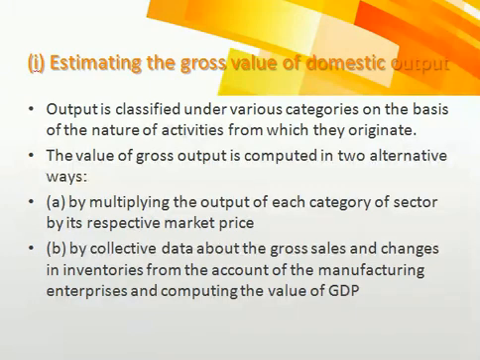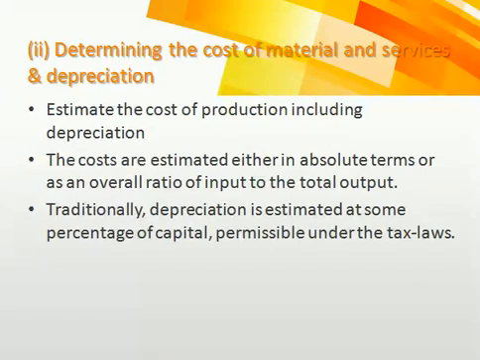Second is by collecting data about the gross sales and changes in inventories from the accounting of manufacturing enterprises and computing the value of GDP. So basically in this step, we are classifying the output under various categories in the various sectors, and then we are calculating this gross output by these two methods, A method and B method. Okay, the next step goes: determining the cost of material and services and depreciation.